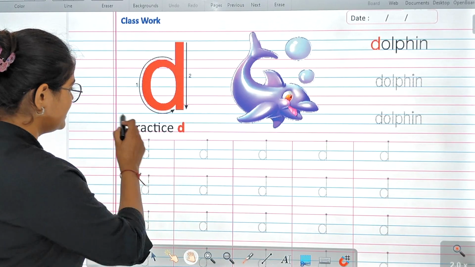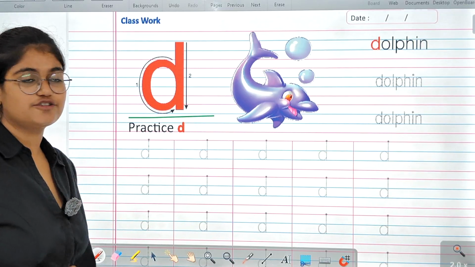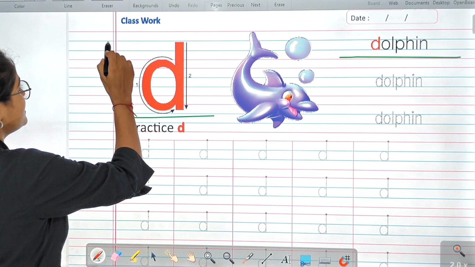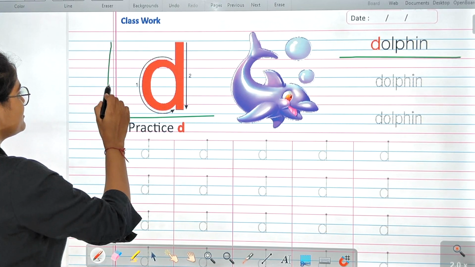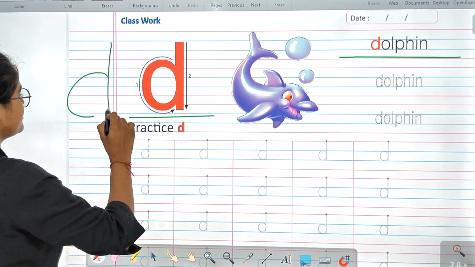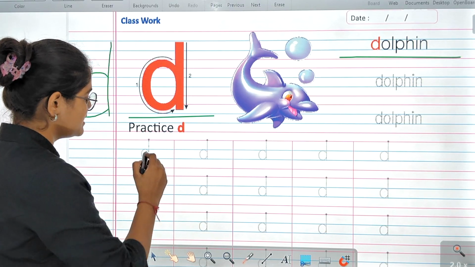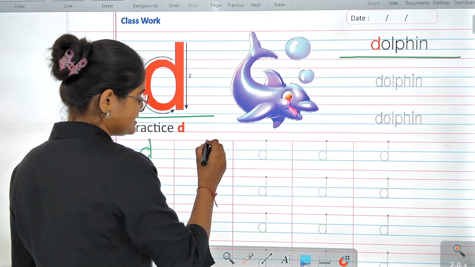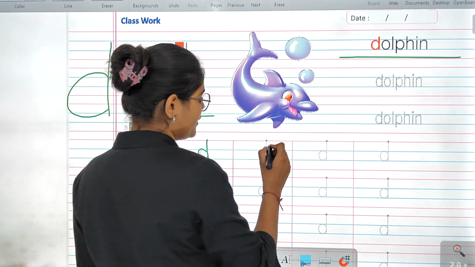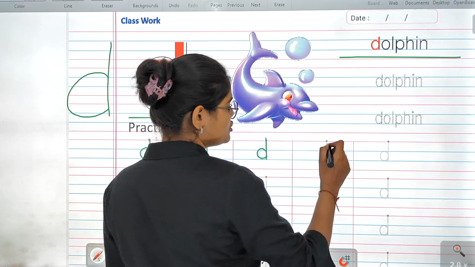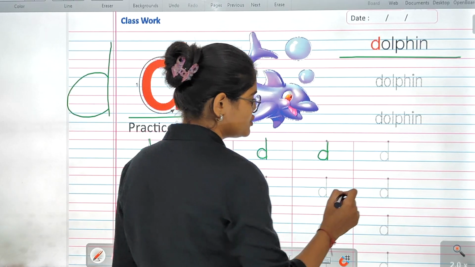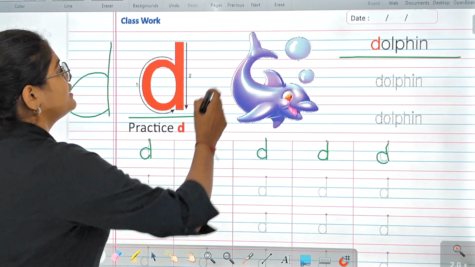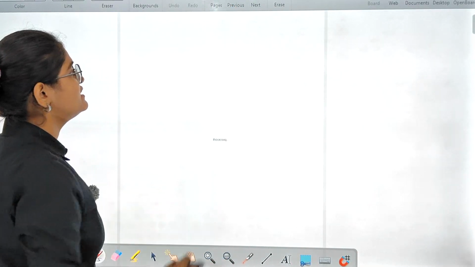Next we have the alphabet D. D stands for dolphin. Let's see how to make D. One standing line and the opposite curve. So this makes D. Now let's practice it in lines. One standing line and a curve which makes D. D for dolphin. D for dolphin. Right? Now let's move ahead to the next letter.